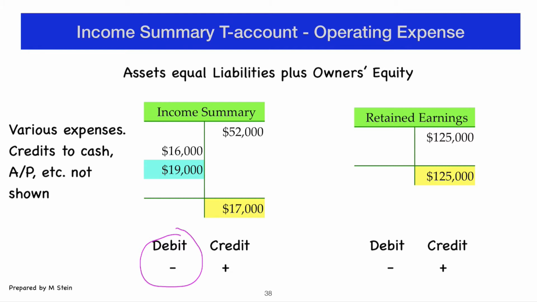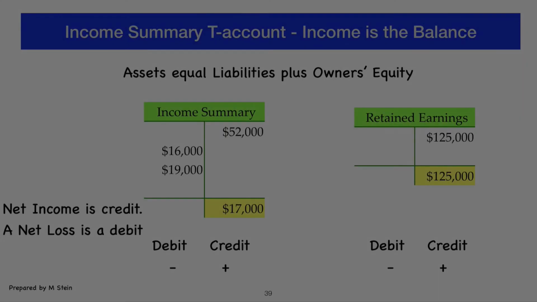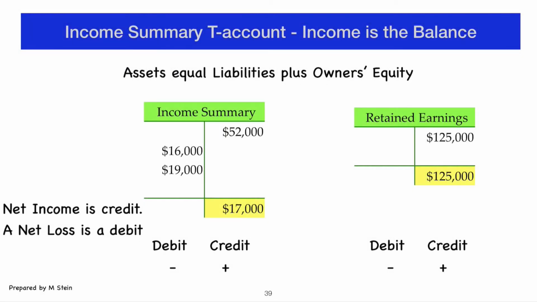If those were the only two sets of expenses we had, we could now calculate an income number, and the income number would be the balance in the income summary account. Well, the income summary account has to go to zero, and since we have a credit balance, that indicates we have positive income. If we had a debit balance over here, then we would say we had a net loss.